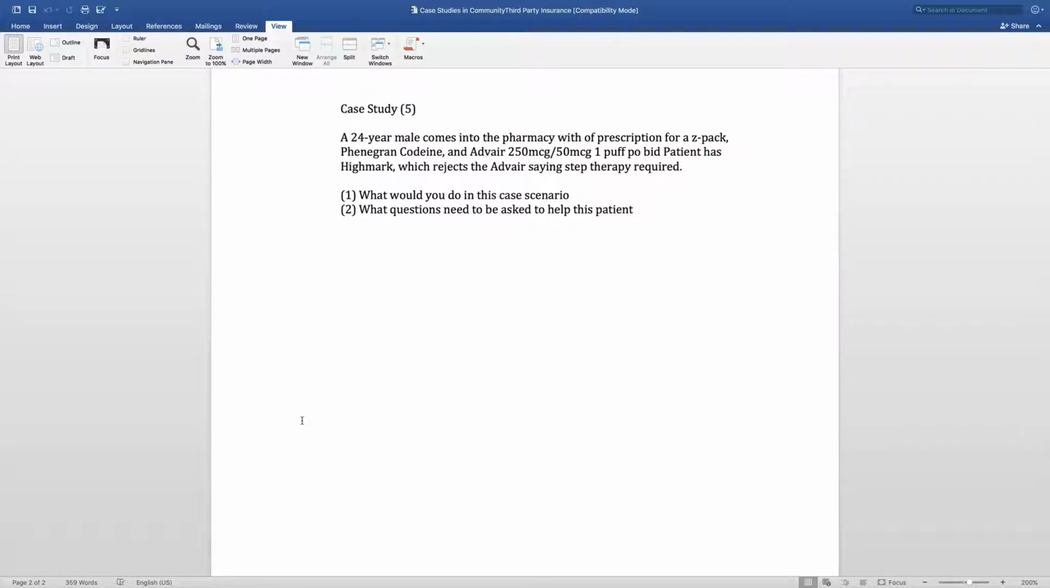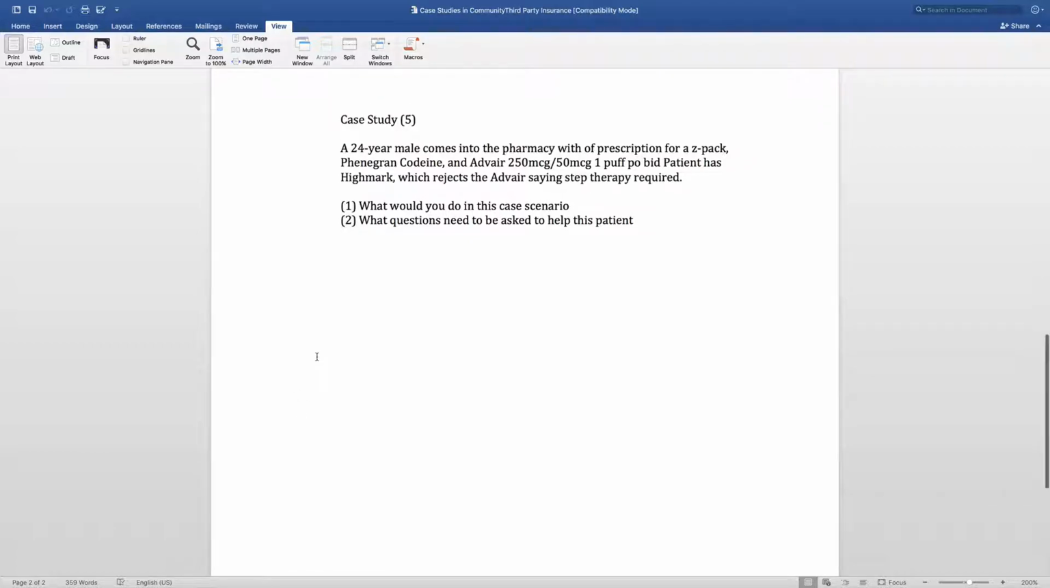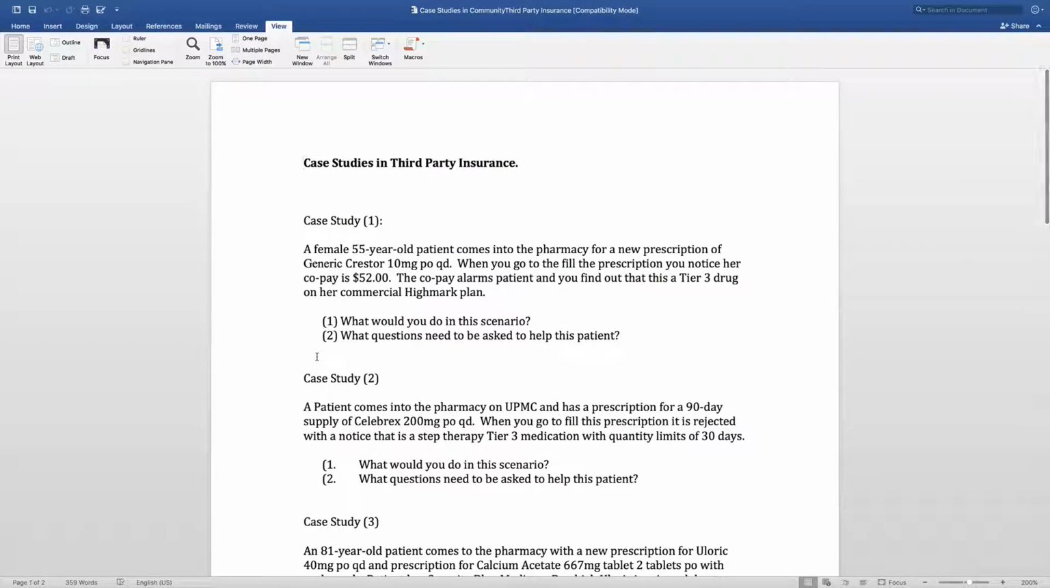So hopefully these 5 cases gave you a test of your knowledge and how to apply what you've learned from the third-party insurance lecture. But trust me, we can have numerous talks about this later on.